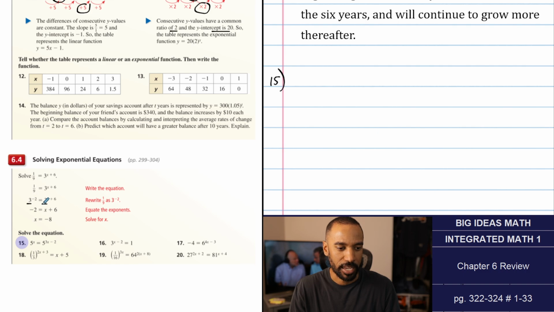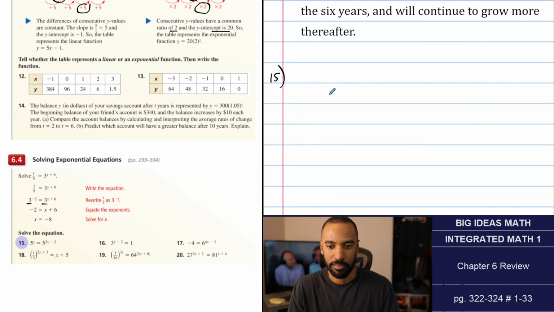If 3 to the negative second equals 3 to the x plus 6, the only way this is possible is if negative 2 equals x plus 6, because the 3's are the same. So we set negative 2 equal to x plus 6 and solve for x as you normally would. X is negative 8. They don't say check your solutions, and I don't intend to. But let's see what kinds of questions that they give us. Maybe there are special cases like no solution, things like that.